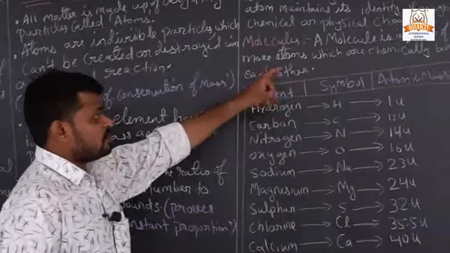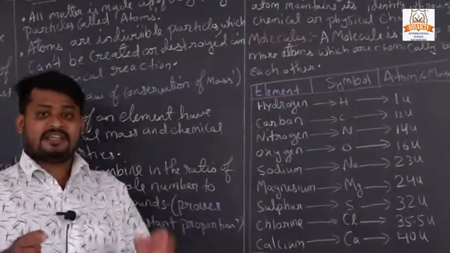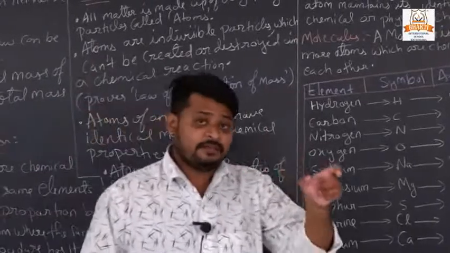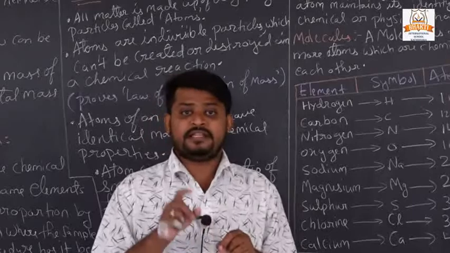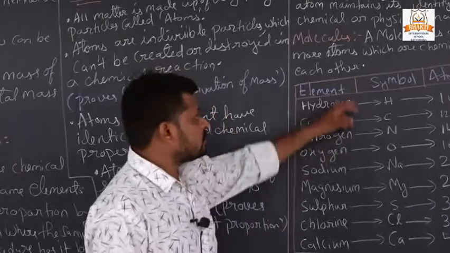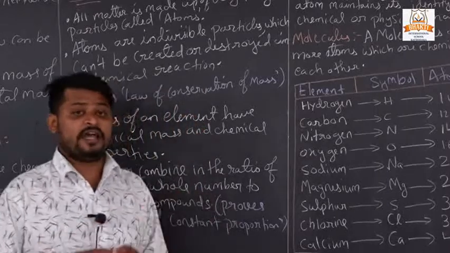What is a molecule? A molecule is a group of two or more atoms. If it is a single particle, then it is called an atom. When two, three or more atoms combine with each other, it is called a molecule, which means they are chemically bonded, or joined, like O2.